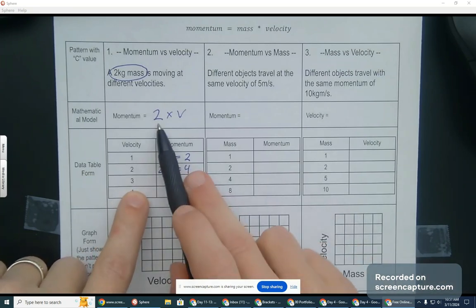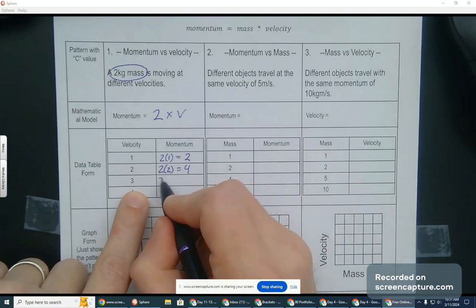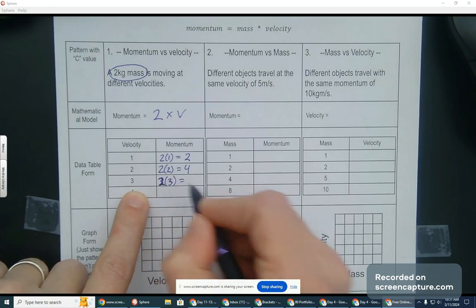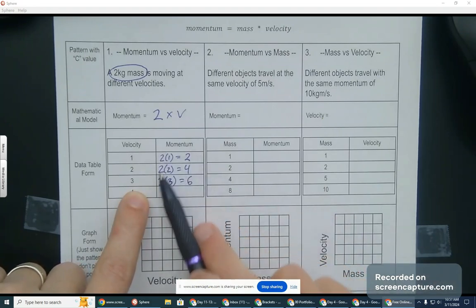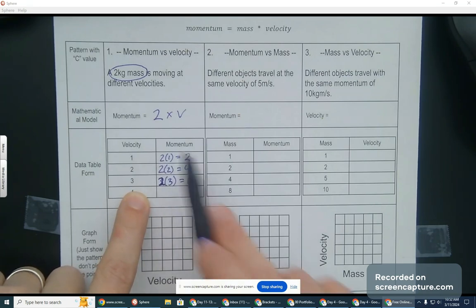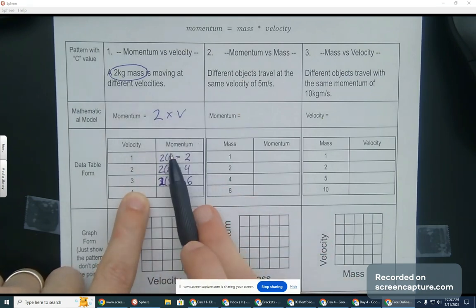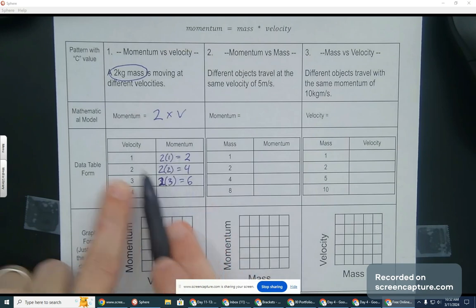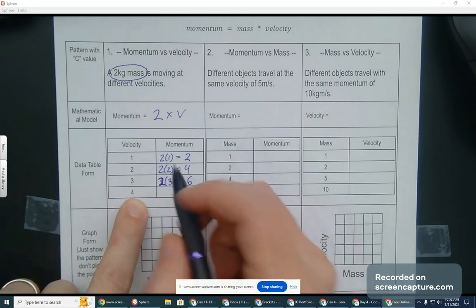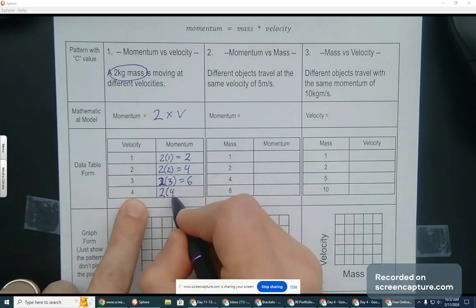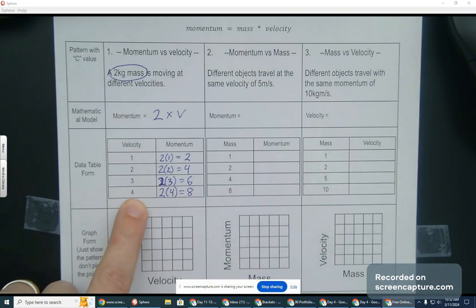For the next one, 2 times 3. Oh, and I wrote a 3 times 3, so 2 times 3, there we go, is 6. And you can see that the mass is staying the same, except when I mess up. It's always 2. What's changing is the velocities. And the velocities are matching up with what we have for velocity. So this one will be 2 times 4, which is 8.